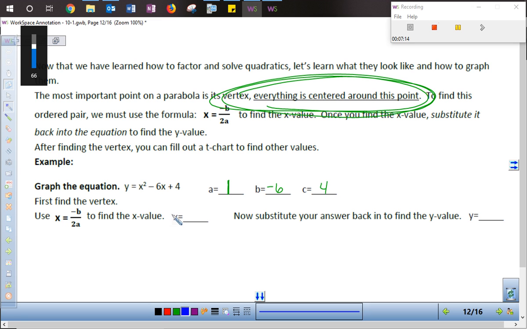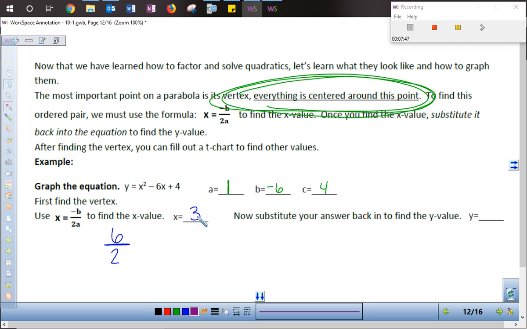So I need to use this formula here, x equals the opposite of b over 2 times a, to find the x value. So first, I need to find the opposite of my b value. Well, my b value is currently negative 6, so if I want the opposite of negative 6, that's going to be a positive 6. Then I want to divide that by 2 times my a value. Now here my a value is 1, so 2 times 1 gives me a value of 2. So I can take 6 divided by 2, and that's going to give me an x value of 3.